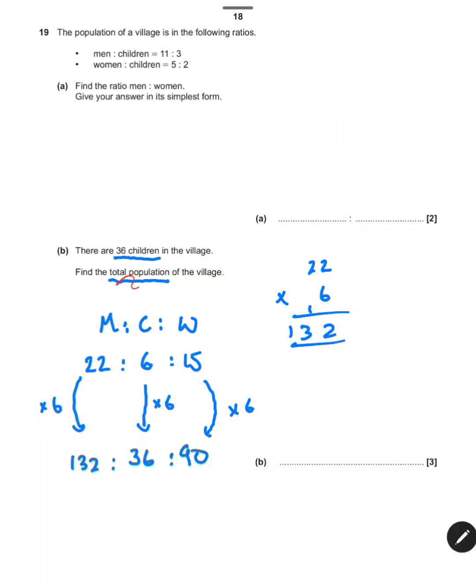Make sure we finish the question. When it says total population, we need to do 132, add 36, add 90. Use my column addition for that. 6 add 2 is 8. 9, 10, 11, 12, 13, 14, 15. And 1 add 1 is 2. Total population is 258.